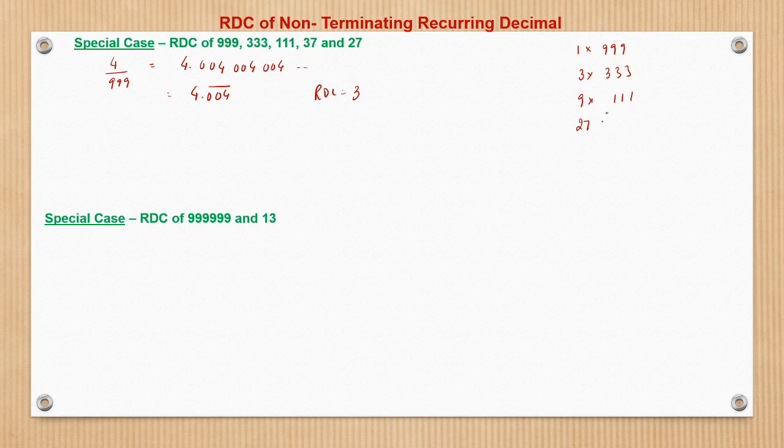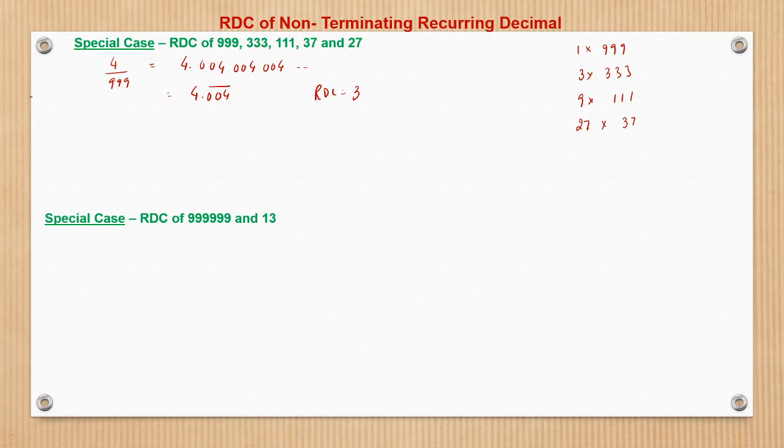Does 7 divide this? No, I think 7 does not divide. 13 we will check. 13 7s are 91, no, 13 also does not. So 27, I think, will divide. 27 into 37, I think. Yeah, 27 into 37 gives us 999. So these are the factors, right?